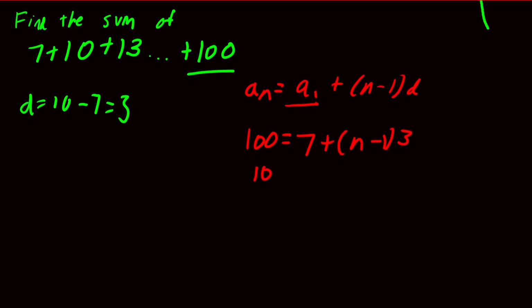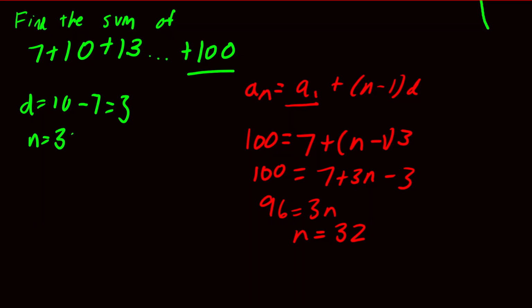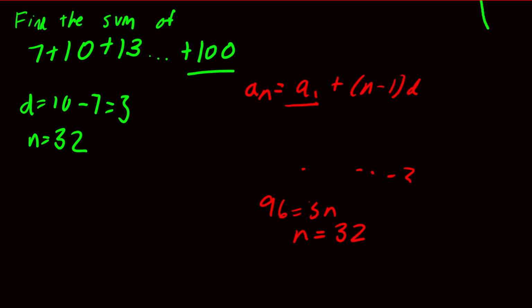And now we just solve 100 equals 7 plus 3n minus 3. And now you're going to get 496 equals 3n, so n equals 32. Alright, great. So let's write that in this side over here. So n equals 32. So that's the number of terms. Now that we know that, oh wait, let me not erase that yet. That red formula is very important. You guys should write that down too. Make sure you memorize that.